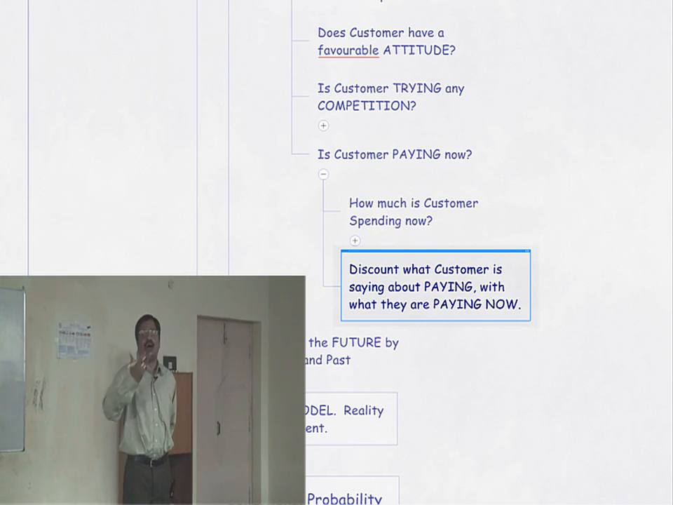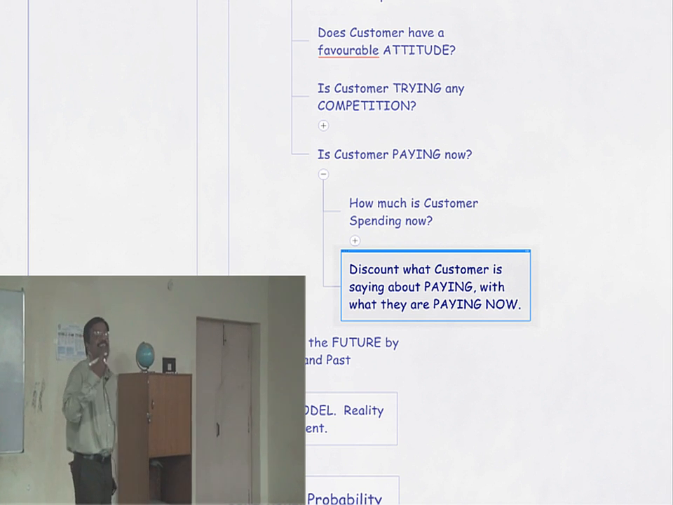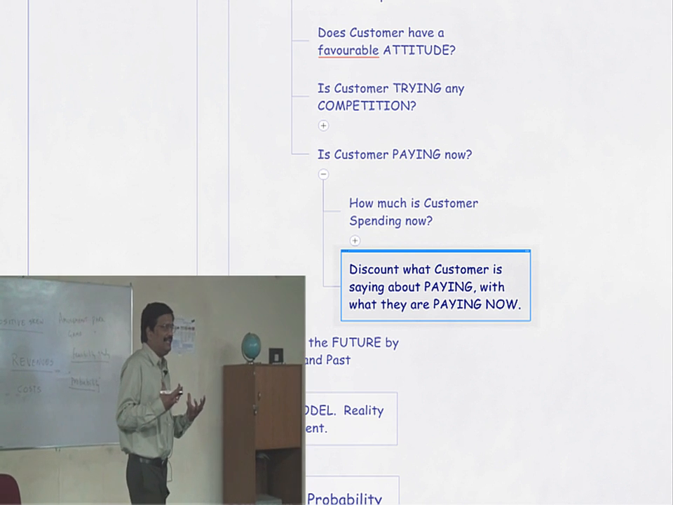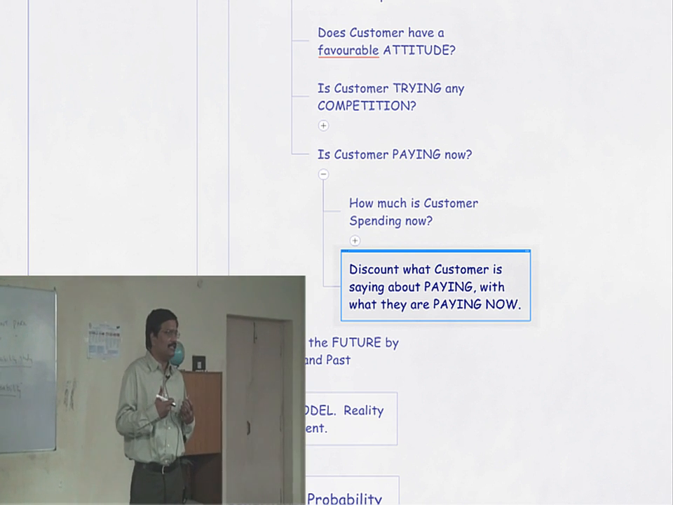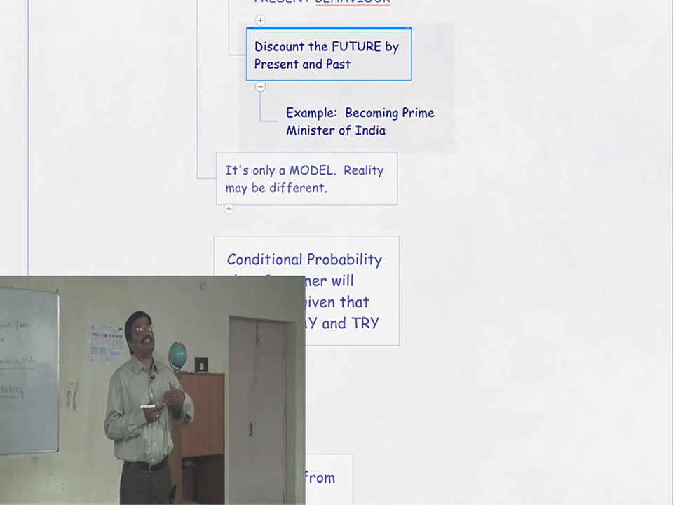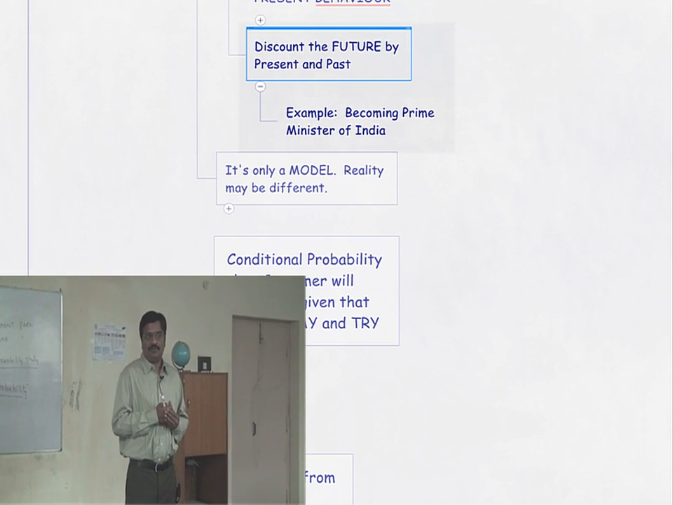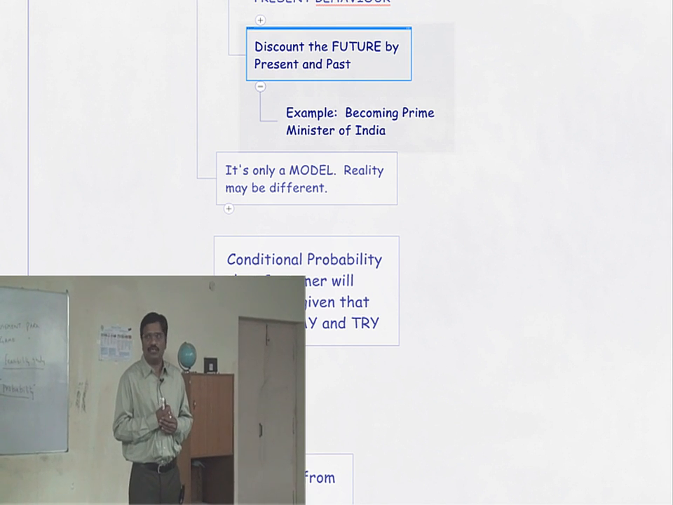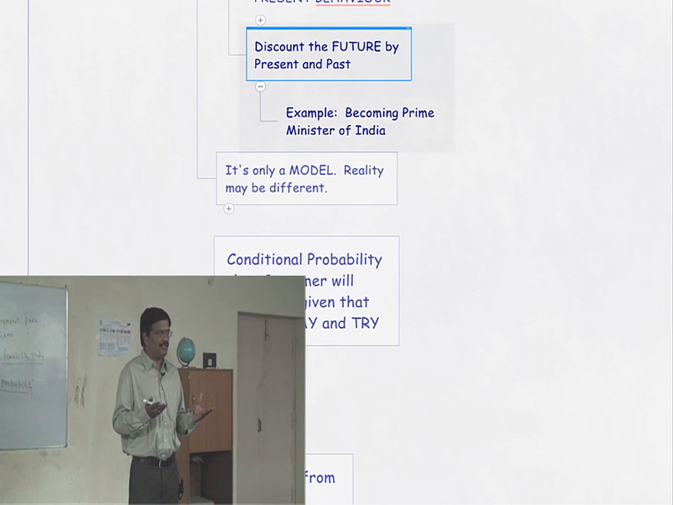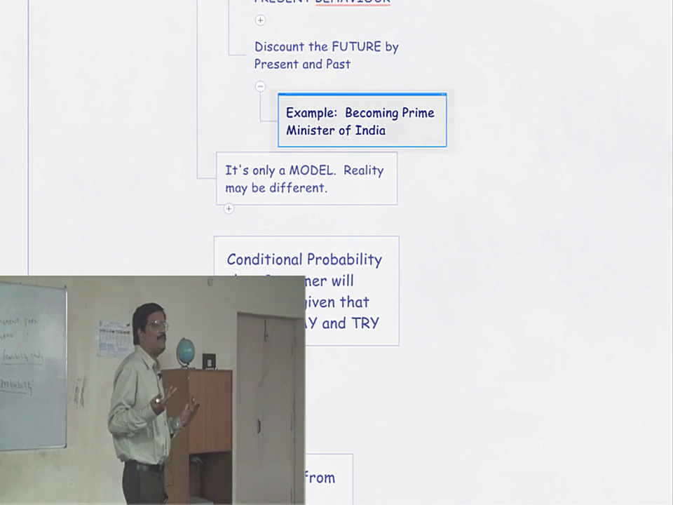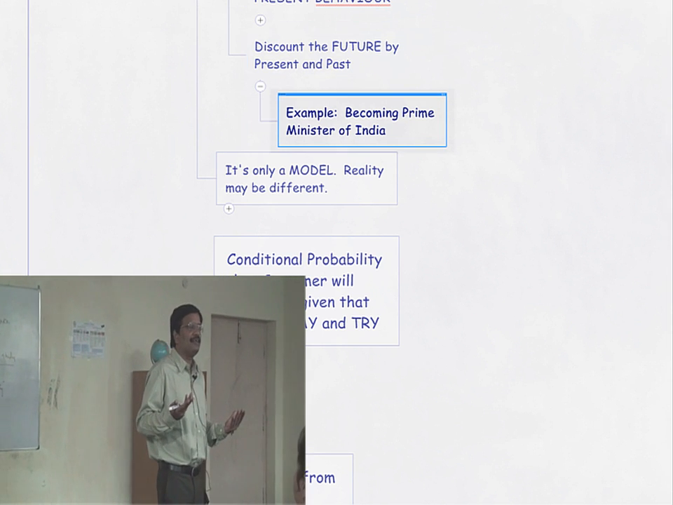How much is he paying now? How much is he spending when he is actually going out? Right? So essentially I am building a model of probability, a model of demand estimation, where I am discounting what he says about the future, because the future is always bright, right? Everybody would like to do well in the future, right? It is the present and the past which is the problem, right? In the future, there are no restrictions. I can think that I'll become the Prime Minister of India. Who's stopping me from thinking, right?